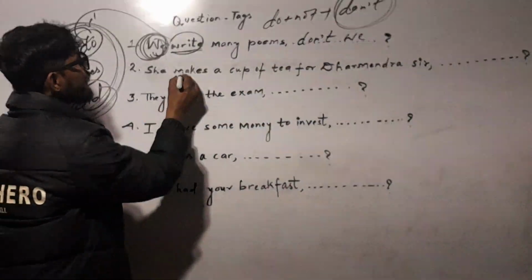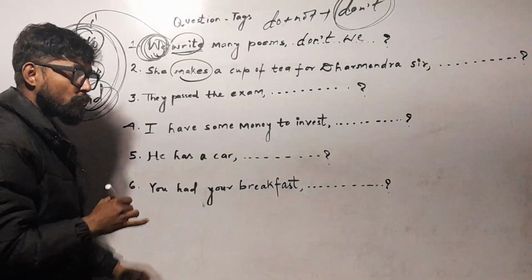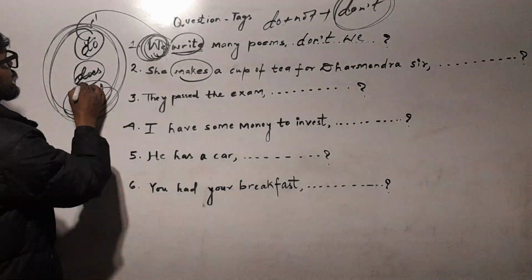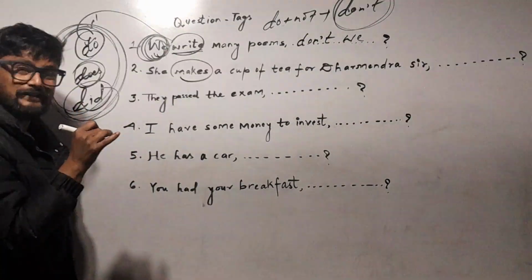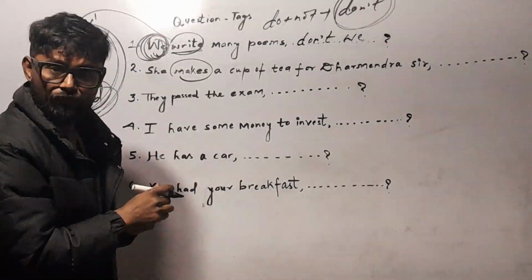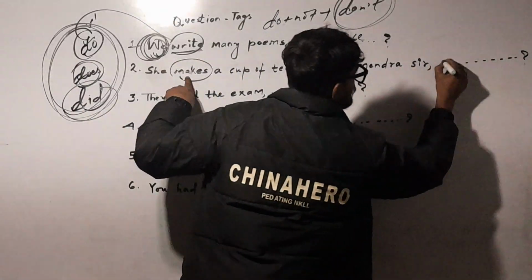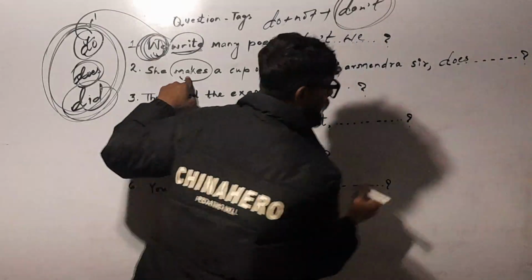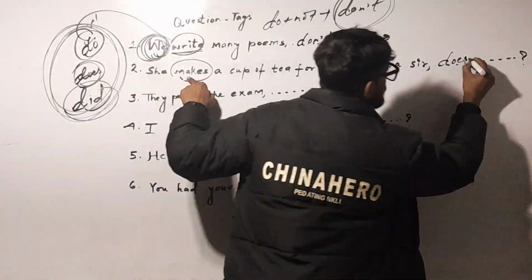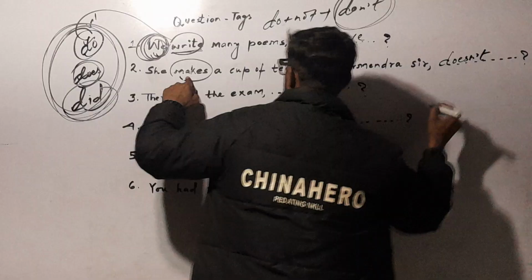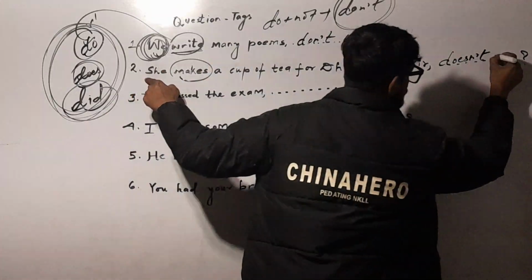So now, what is this? Verb 5. What does verb 5 take? Does. Okay, does. Does plus not makes doesn't. And what is the subject? She, and this is a pronoun, don't worry.